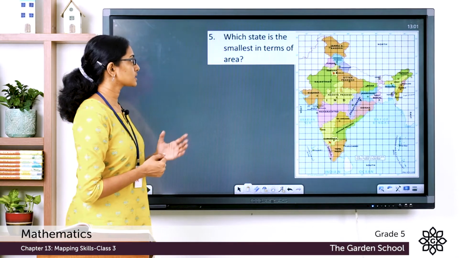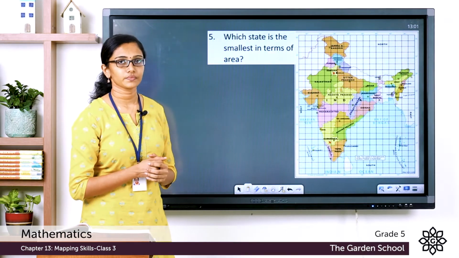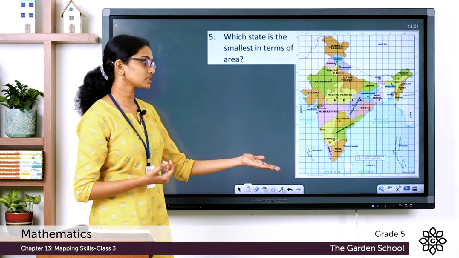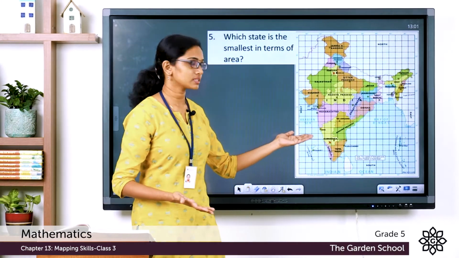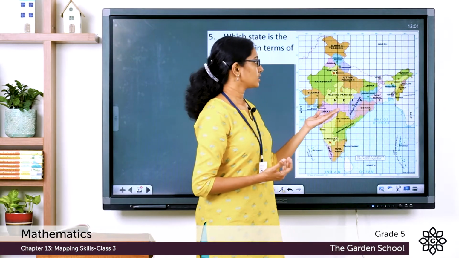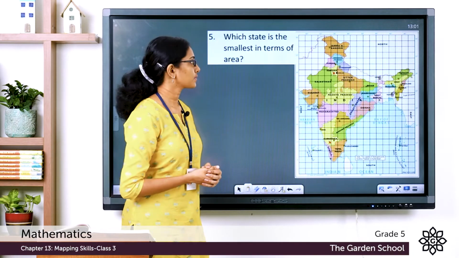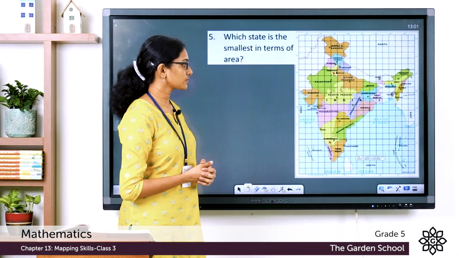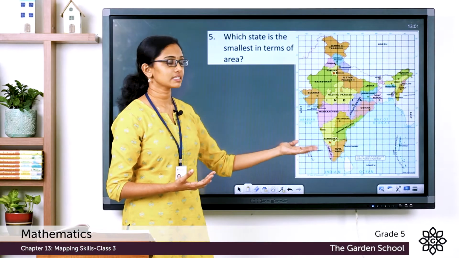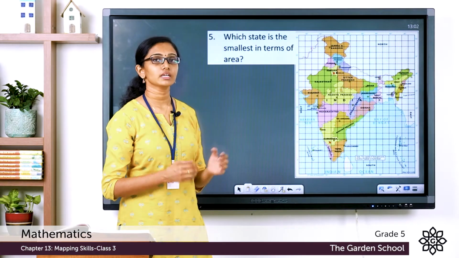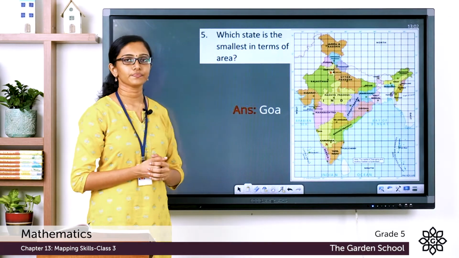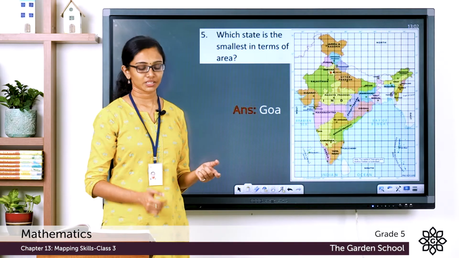Which state is the smallest in terms of area? So based on the map given here, which are the smallest states from among these? See, Goa is a very small state and the states towards the east side of India are all small states as well. Can you find out which is the state having the smallest area among these? It seems that Goa is having the smallest area. So, what is the answer here? Goa. Now, let's move on to the next question.